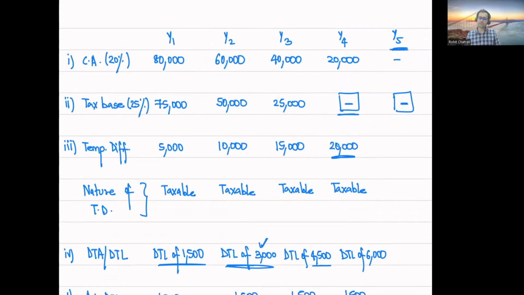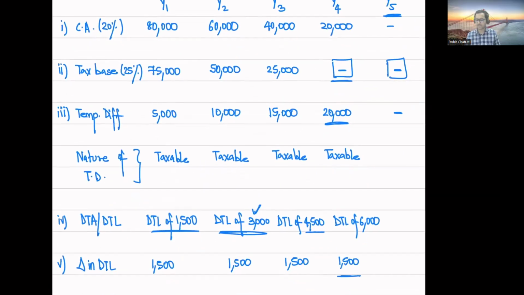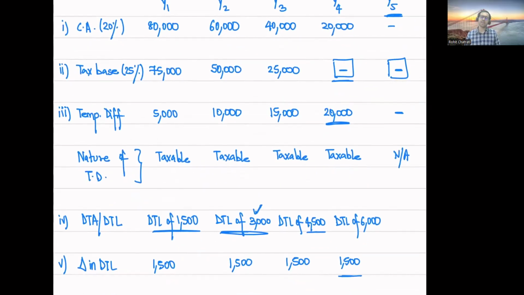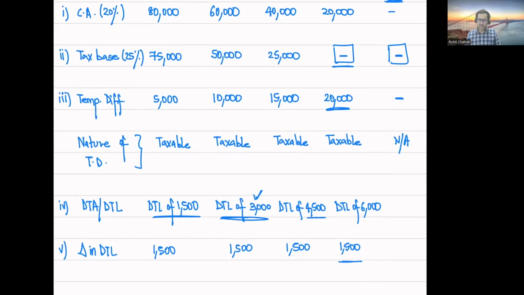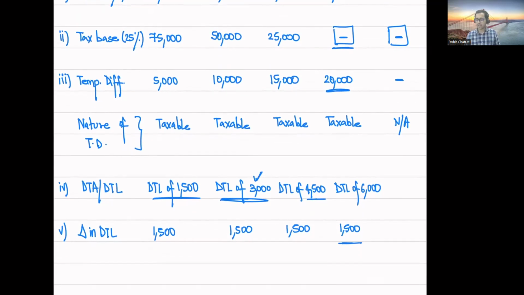At the end of year 5, carrying amount is 0, tax base is 0, which means my temporary difference is also equal to 0. Therefore, I do not have any DTA or DTL. If my temporary difference is 0, obviously there's going to be no deferred tax as well. Because at the end of year 5, there is going to be 0 future taxable profit and 0 future deduction. So in future, I do not have to pay any taxes, and therefore my DTA or DTL is equal to 0.